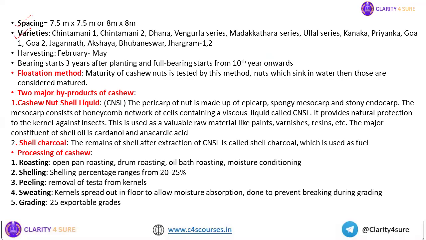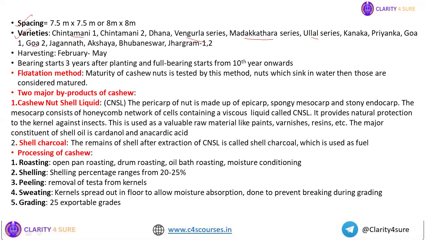Now, one of the easiest ways to remember cashew varieties is if you know the series name. Therefore, I have mentioned only the series, not the numbers. So Vengurla series, Madakkathara series, then Ullal series, then we have Goa series, and Chintamani series. So these are some of the series that you can remember. If you see these names, automatically you'll understand these are all cashew.